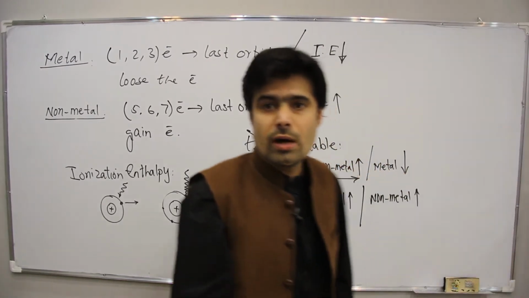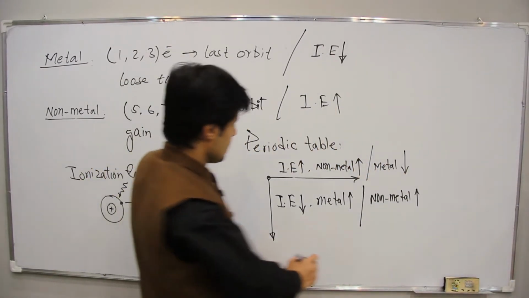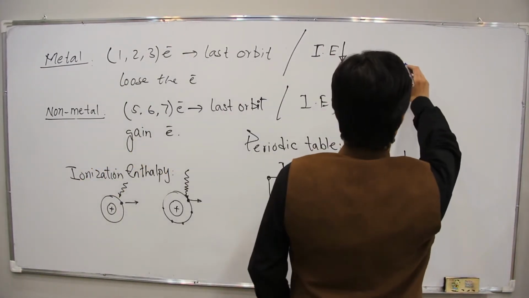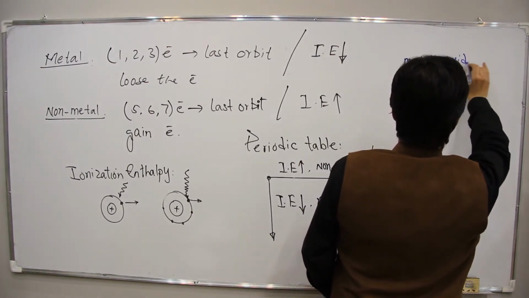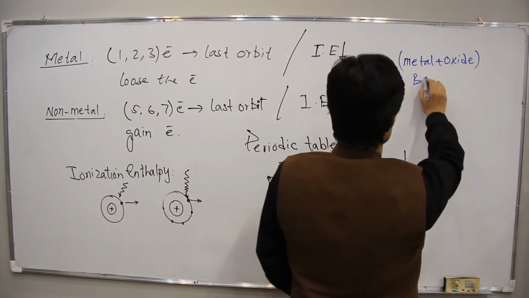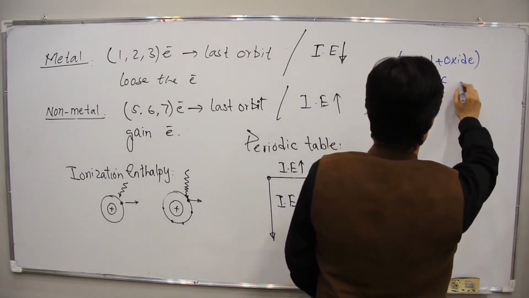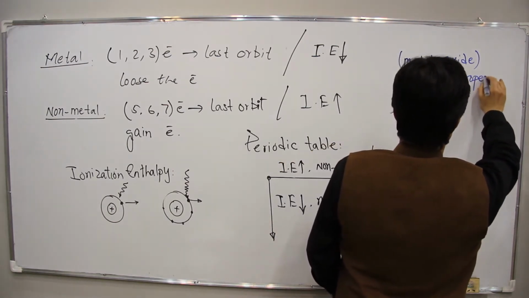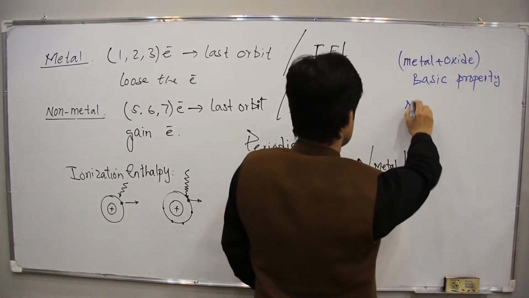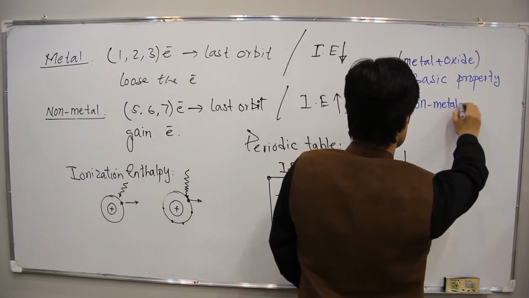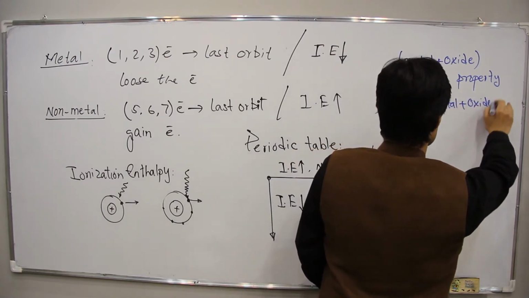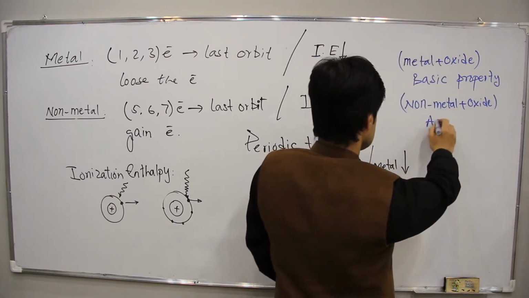One thing that you have to remember is that whenever you're talking about a metal plus oxide, it's called basic property. And when you have non-metal plus an oxide, it's called acidic property.